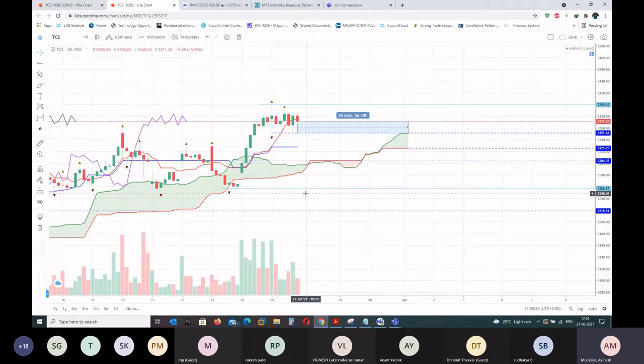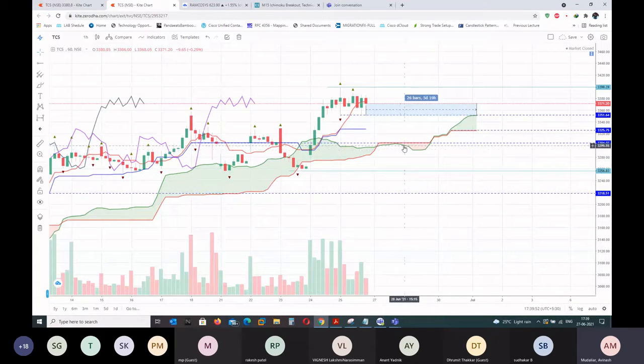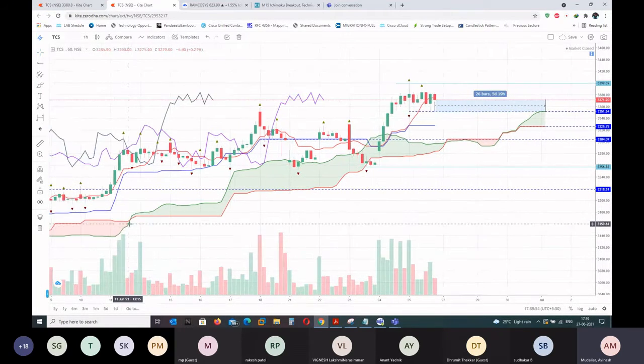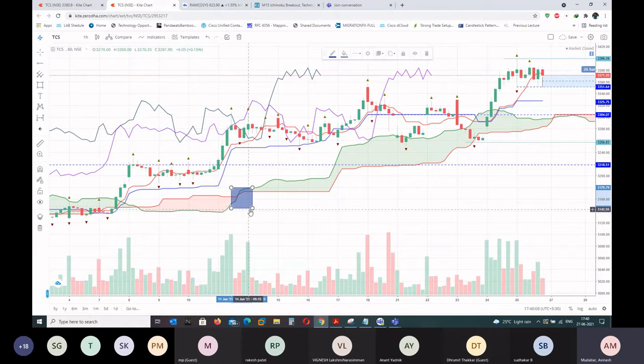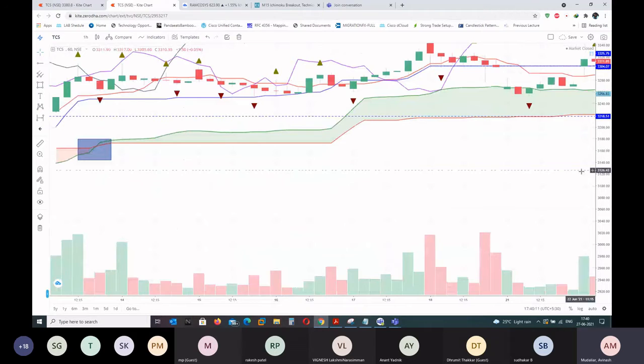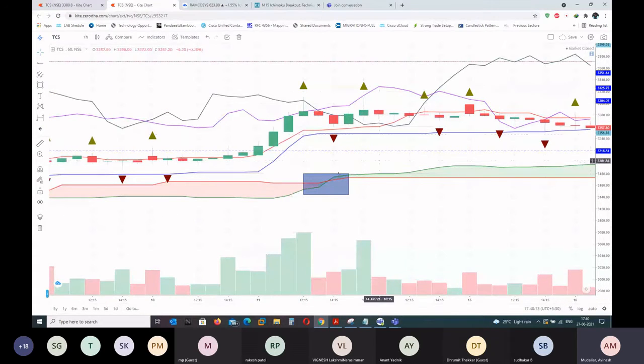Okay. So one more thing, like I told you, this is the cloud, right? So when span A is above span B, that's a bullish sign. Here you can see span A is a green line. It is slowly creeping up. You can see here that's a crossover. Span A is below, it's simply coming up. So once it closes above that span B, you can see the cloud. The center line is green.